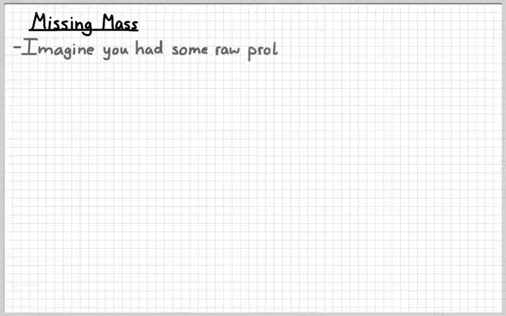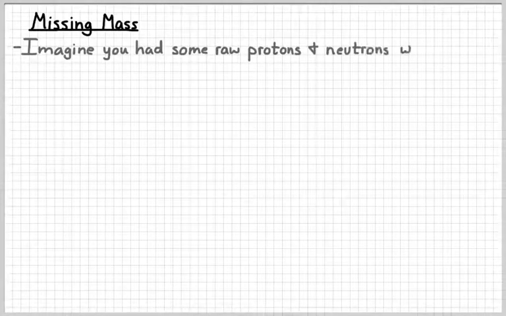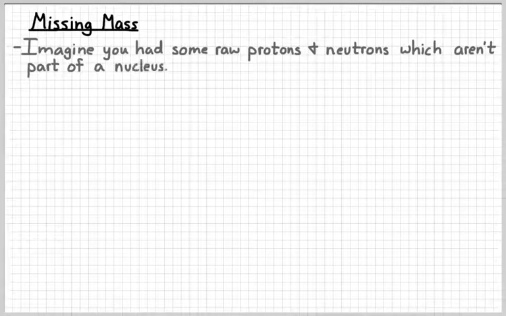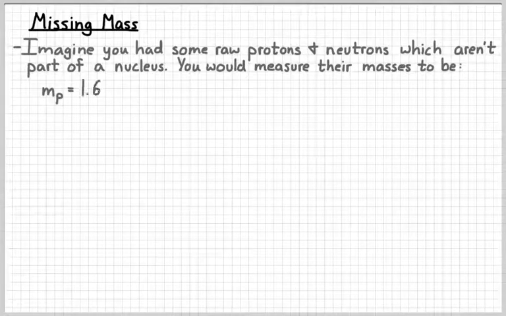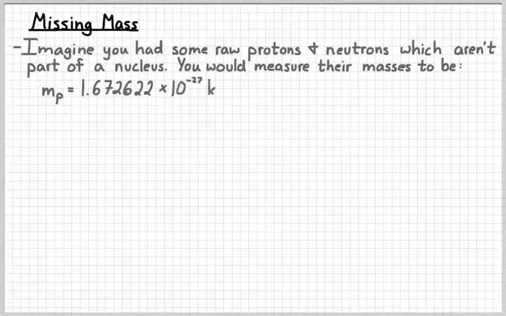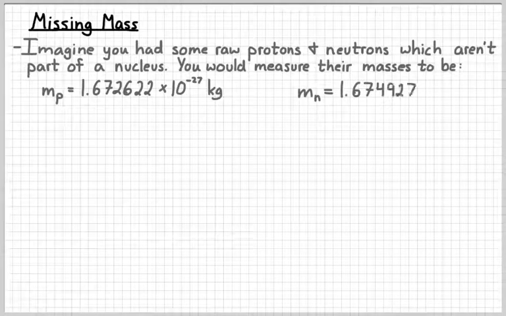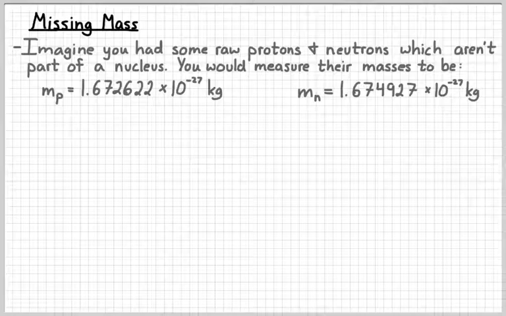Okay, so suppose for a second that you had some raw protons and raw neutrons. So like they weren't bound to anything. They weren't part of a nucleus. And then suppose you went off and you measured what their masses were. Which, by the way, you should be able to tell me how to measure the mass of something like a proton. We know how to do that already. You would get values like these two right here. I kind of wrote those in kilograms. And notice there's something on the order of 10 to the negative 27th.